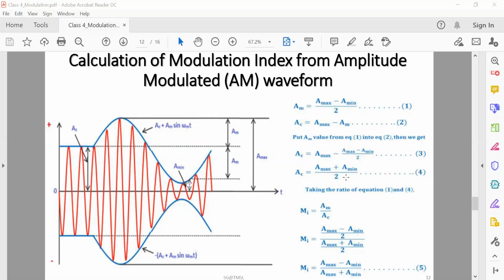Okay, so taking the ratio of this equation and this one, AM by AC, we can get the modulation index, which can be represented in this way. And finally, the modulation index for amplitude modulation should be A max minus A min divided by A max plus A min. Okay, so this is the modulation index. We can calculate it from the modulated wave.